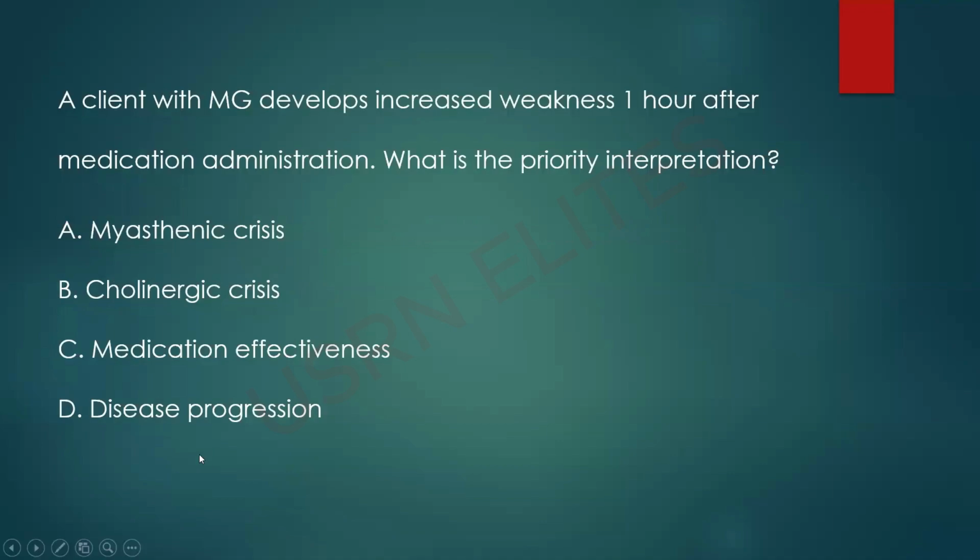A client with MG develops increased weakness 1 hour after medication administration. MG is myasthenia gravis. What is the priority interpretation? A. Myasthenia crisis. B. Cholinergic crisis. C. Medication effectiveness. And D. Disease progression.